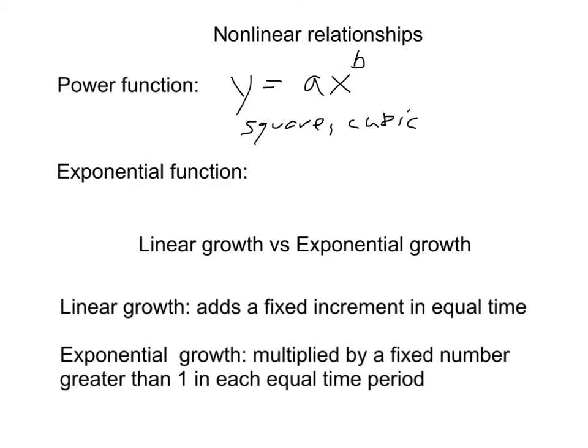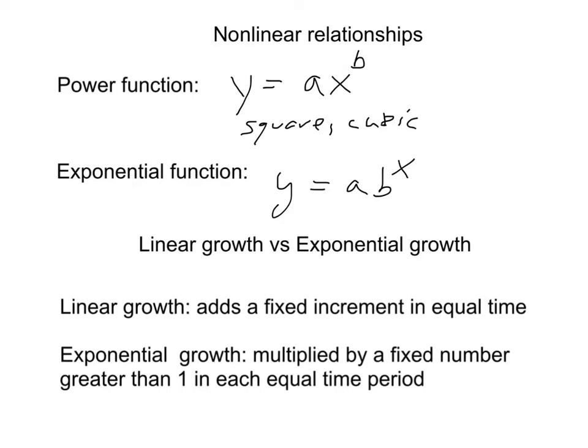And then your exponential function, this is the second type, and this is going to be y equals a b to the x. So, a subtle difference, the b and the x are switched in both models. Then there's also something called linear growth versus exponential growth. Linear growth is when you add a fixed increment in equal time. If you look at the slope of a line, that's a fixed increment in equal time. So if the slope is 5 halves, then for each increase in x, it's going to go up 5 halves.